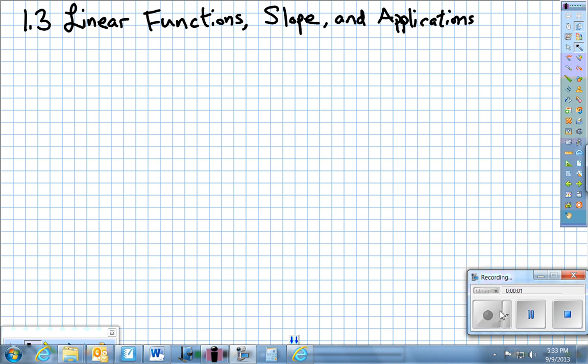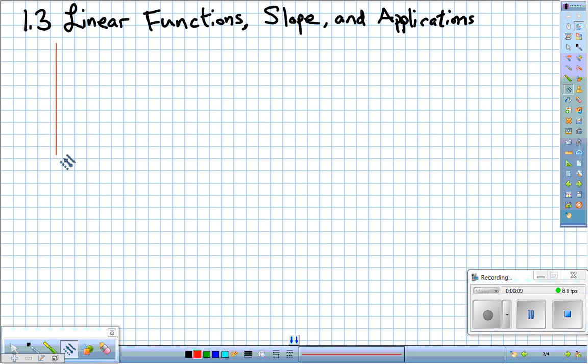1-3, linear functions, slope, and applications. On page 92, it has some examples of some linear functions and some nonlinear functions. So these are my quadrants, which are awful.